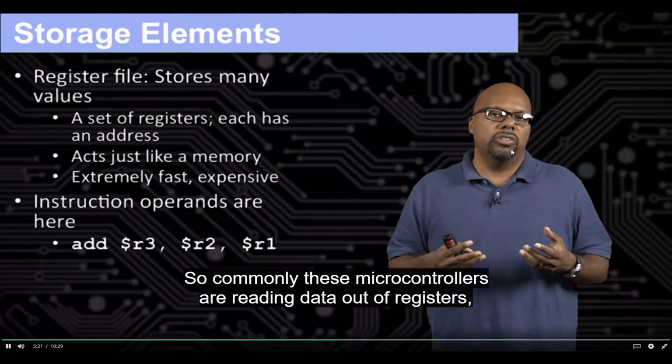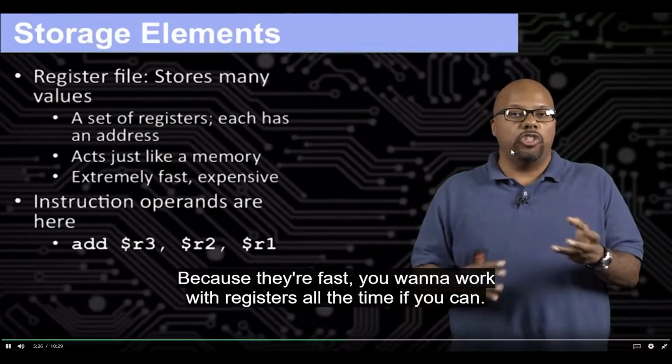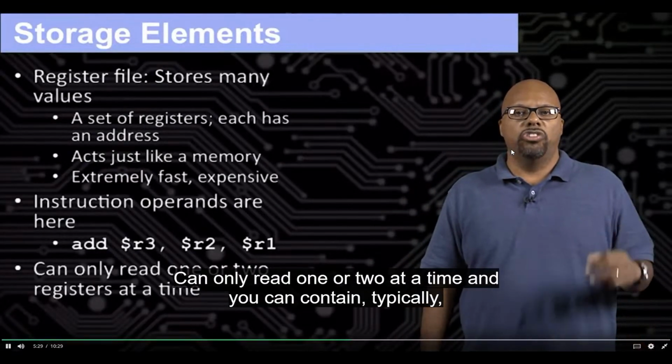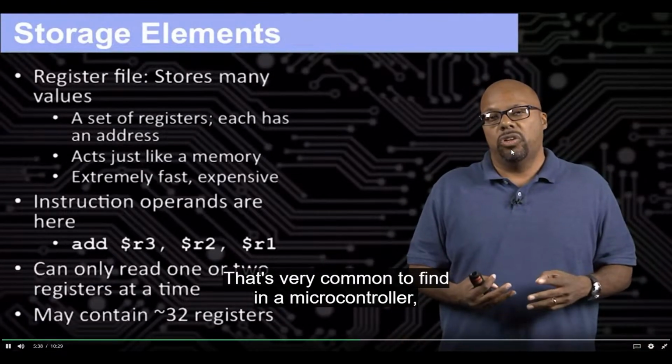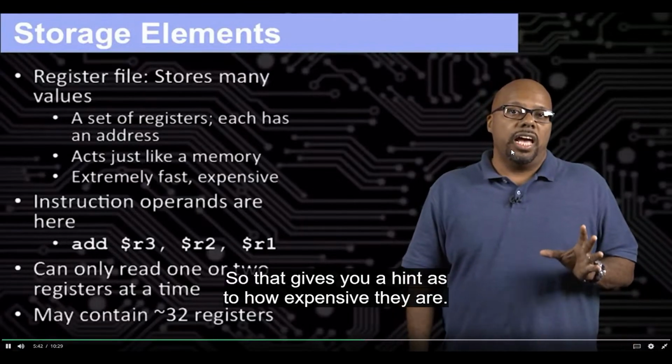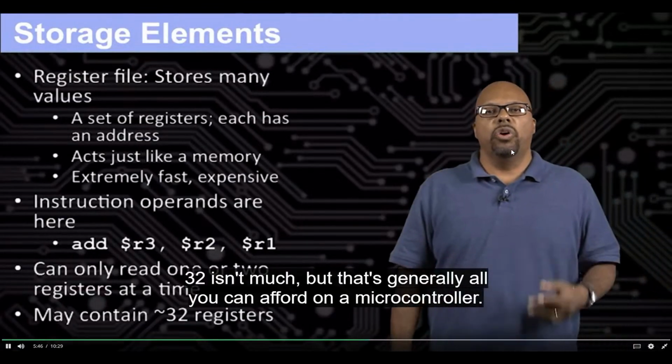So commonly these microcontrollers are reading data out of registers and putting results into registers because they're fast. You want to work with registers all the time if you can. You can only read one or two at a time. Typically the register file has, say, 32 registers. That's very common to find in a microcontroller, 32 different registers that you can access. That gives you a hint as to how expensive they are. 32 isn't much, but that's generally all you can afford on a microcontroller.